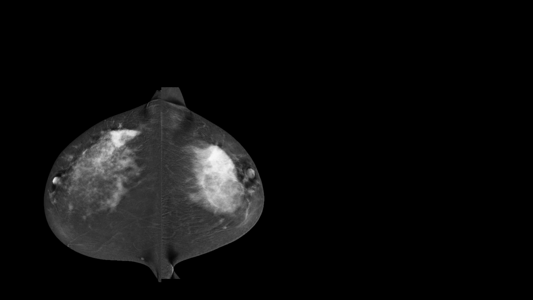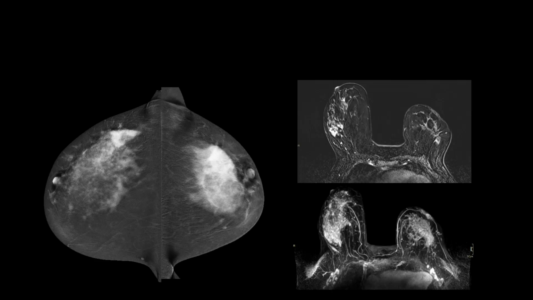Not only that, this was occult on her low energy views. So this is a completely incidental finding detected by contrast-enhanced mammography. And of course, if we see this abnormality, we can do the ultrasound the same day, biopsy the same lesion the same day, and then confirm that. This patient had an MRI for research purposes.